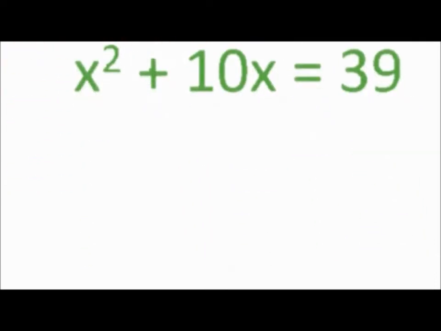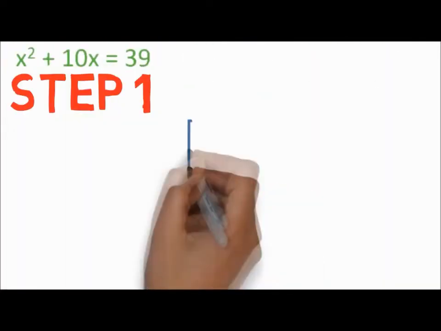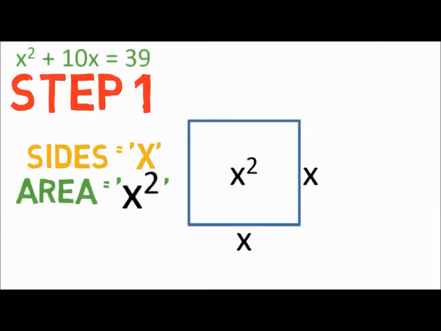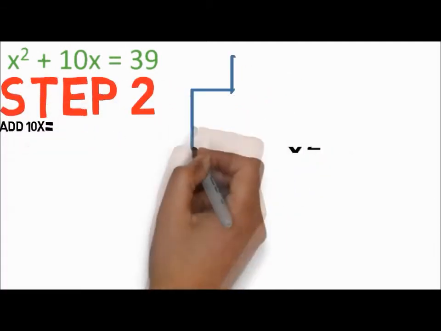To solve the equation x squared plus 10x equals 39, you have to first draw a square with the length of x, making the area x squared. Now you have to add 10x. You can do this by adding 4 rectangles to each side of the square.